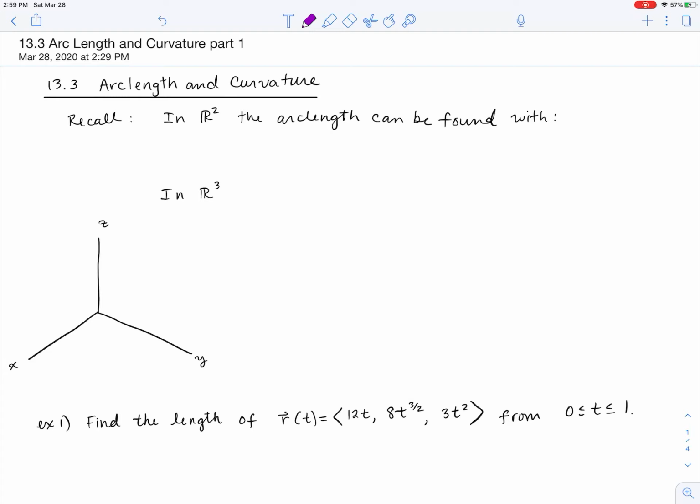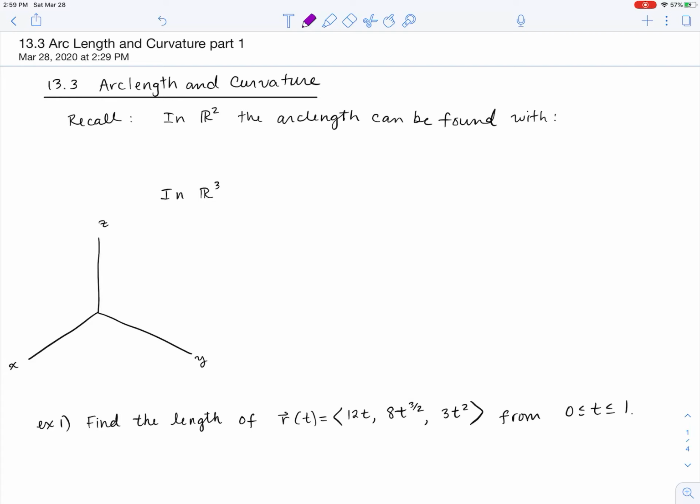Hi everyone. I filled in some of the stuff that I wanted to write out so that you wouldn't have to wait for me to write it all out. So for 13.3, we're talking first about arc length and then curvature, and then I'll put a part 2 up because this section is kind of long, talking about normal and binormal planes and such. Okay, so first, arc length.